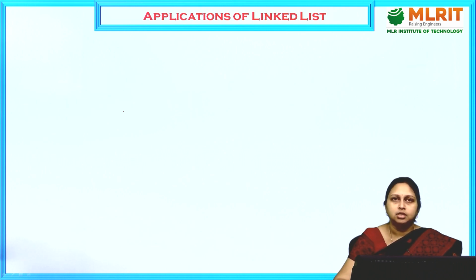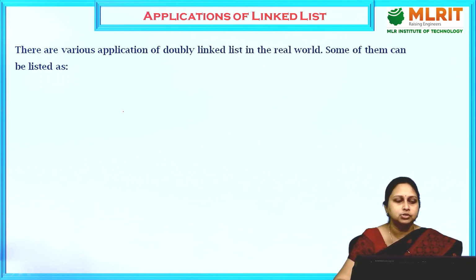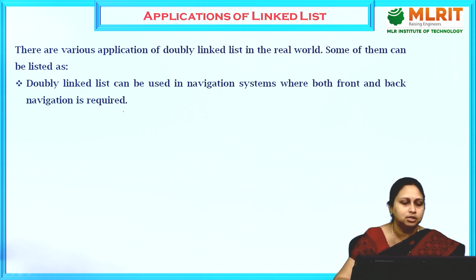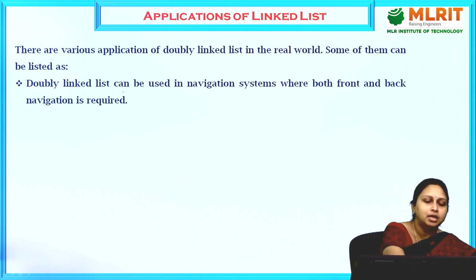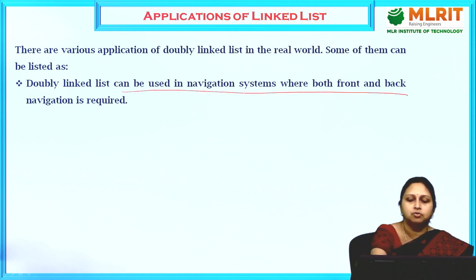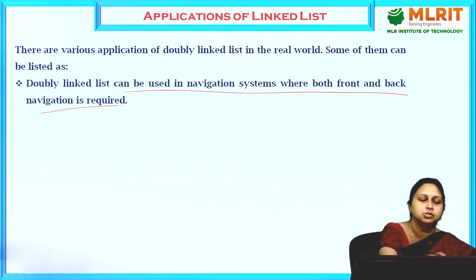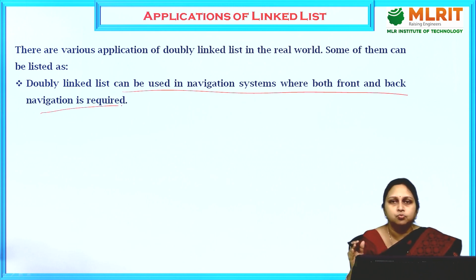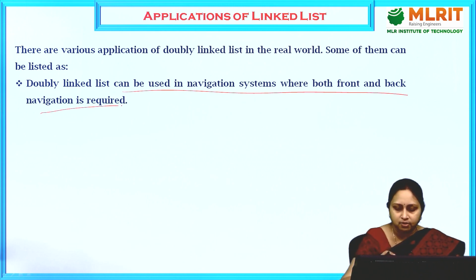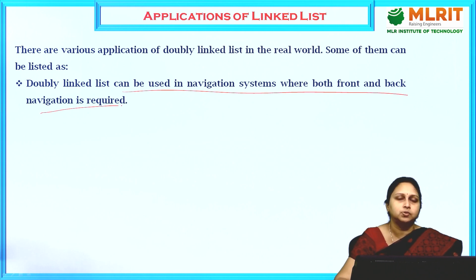Those are the disadvantages. And coming to the applications of the double linked list, there are various applications in the real world. Some of them are listed below. Let us see what they are. A double linked list can be used in navigation where both front and back navigation are required. When you want to move front as well as backward, in that case we can use the double linked list.